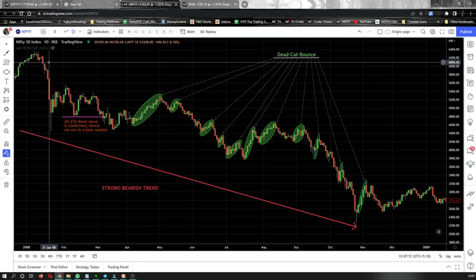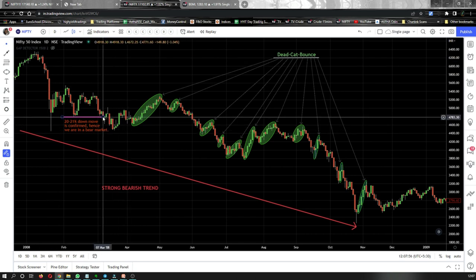So 6,000 is where the fall started, and this is the candle. It is a one-day candle. To be precise, I'm talking about the 7th March 2008 candle. This red candle is the day when the 4,800 mark was breached, that is 20% of 6,000. So 7th March 2008 is the day on which we can make the statement that Nifty has broken down, and the market has entered the bear market. So this is point number one.